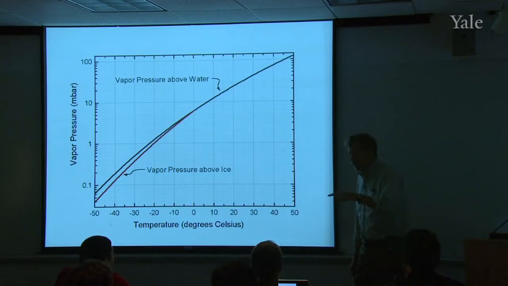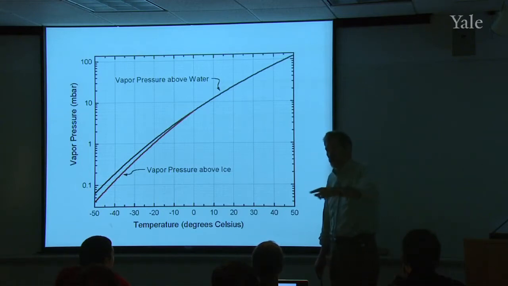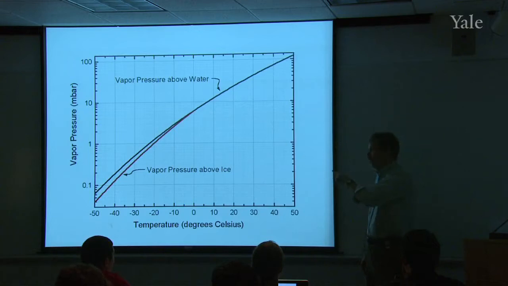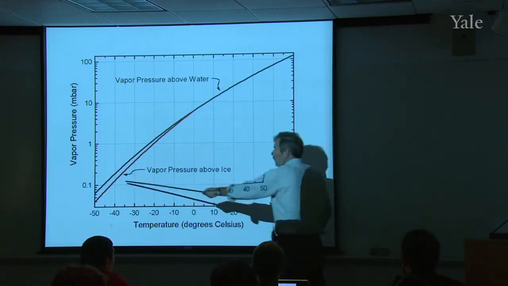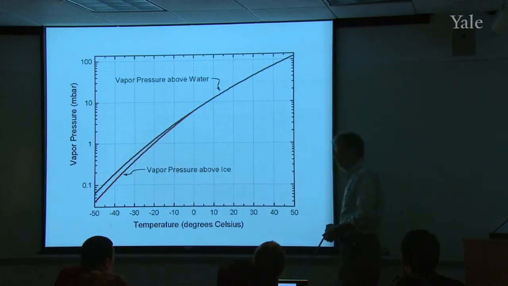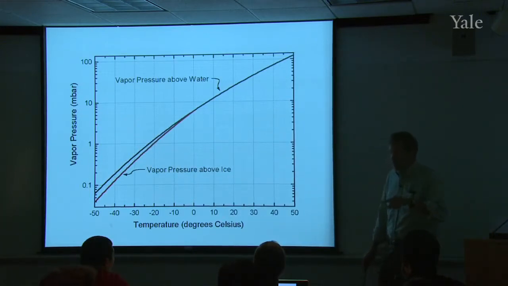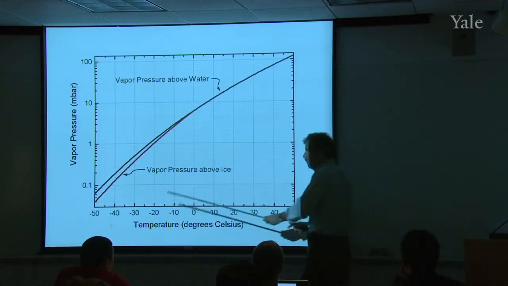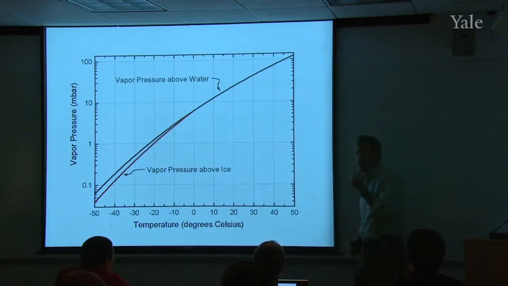Now, it's interesting that water is mixed into air, but the air is not really controlling this. This is a property of water alone. You'd have the same partial pressure of water vapor above a liquid at a certain temperature, whether there was air there or not. Of course, if there was air there, the total pressure would be higher, but the partial pressure of water vapor would be the same value here.